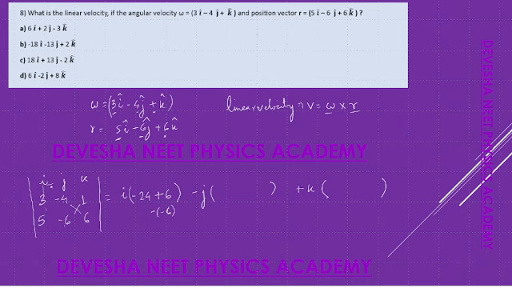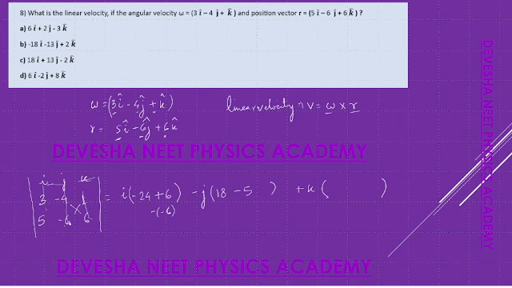Similarly for the j component, what is not there within the j? 3 into 6. So we have to multiply 3 by 6. 3 into 6 is 18. And subtract what? 5 into 1 is 5, right? So subtract 5. For k, we need to ignore this part similarly.